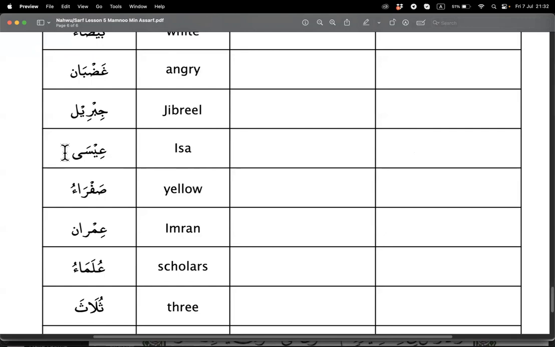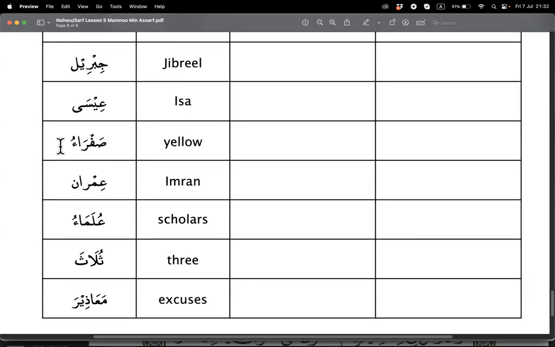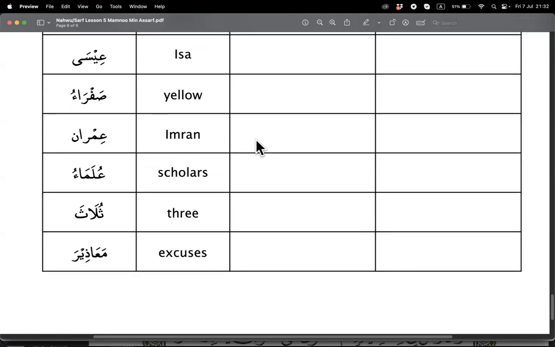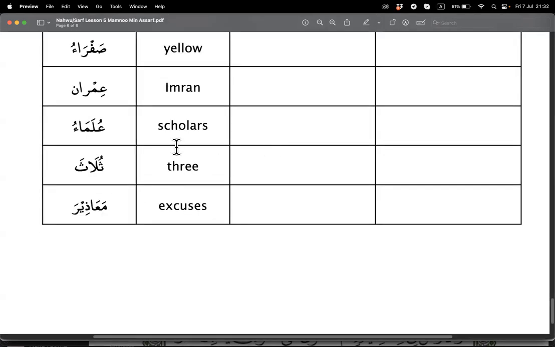Next one, Safra'u. This one is also the alif and hamzah. One reason only. Alif mamdudah. Good. Next one, Imran. A name, and a pattern that ends with alif nun. Very good. Next one, ulama. Alif and hamzah, also one reason. Yes, exactly.